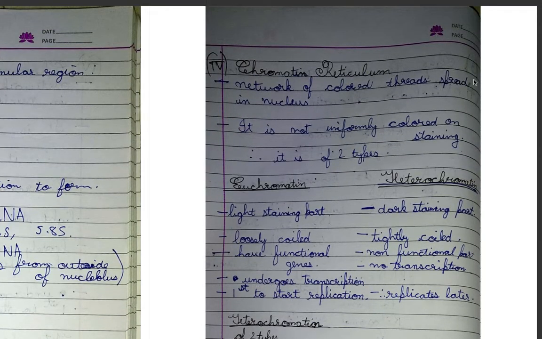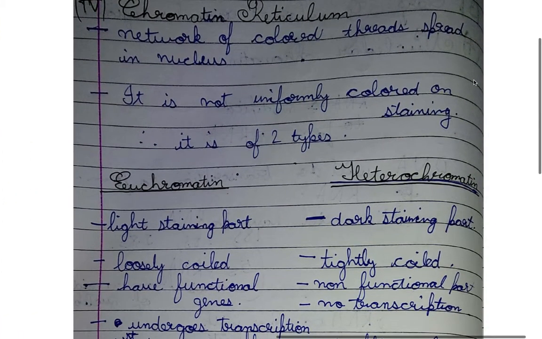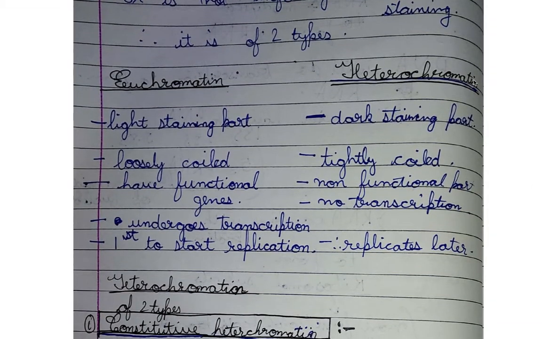Now, fourth part, chromatin reticulum, is a network of colored threads spread in the nucleus. It is not uniformly colored or staining. It is of two types, euchromatin and heterochromatin. Euchromatin is the lightly stained part, and heterochromatin is the darkly stained part. Euchromatin is loosely coiled, has functional genes, undergoes transcription, and is the first to start replication. Heterochromatin is tightly coiled, and that is why it appears dark and is the non-functional part.